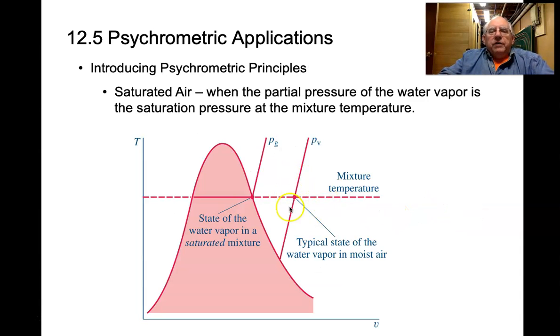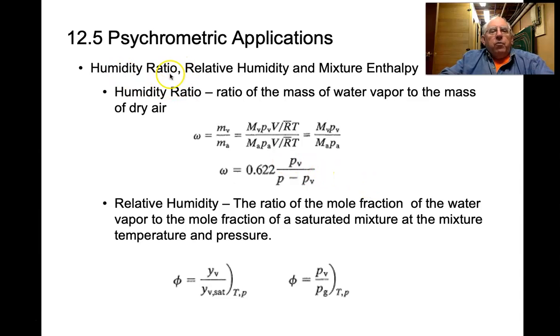How do we define how much water is in the mixture when the water is over in this region? We do that with a couple of terms. The first term is one that's referred to as the humidity ratio. The definition of the humidity ratio is the ratio of the mass of the water vapor to the mass of the dry air. It's given the designation omega, and omega, again, is defined as the mass of the water vapor over the mass of the dry air.